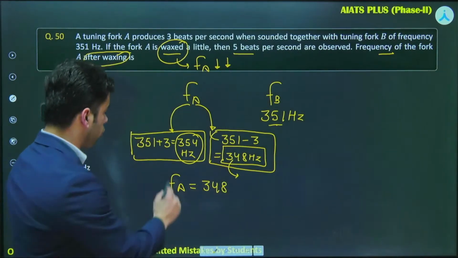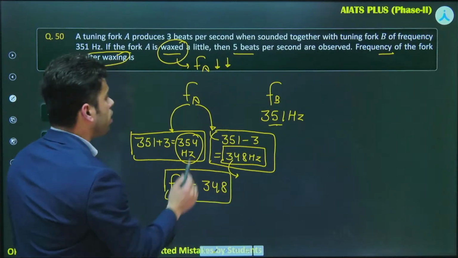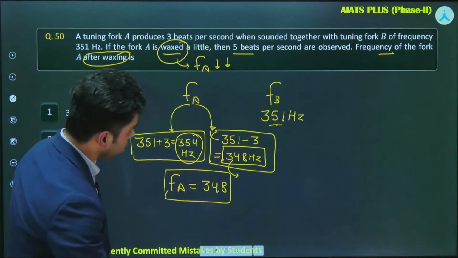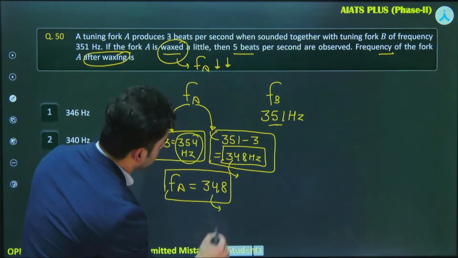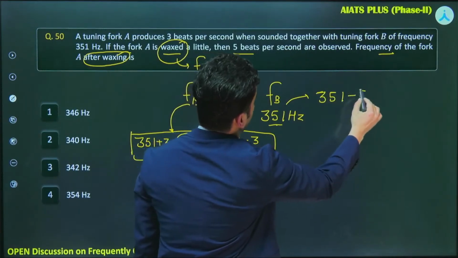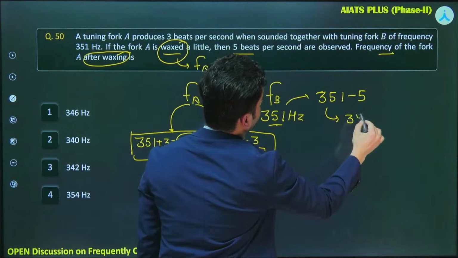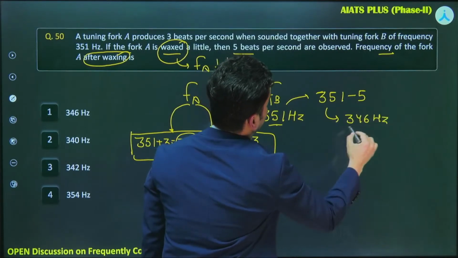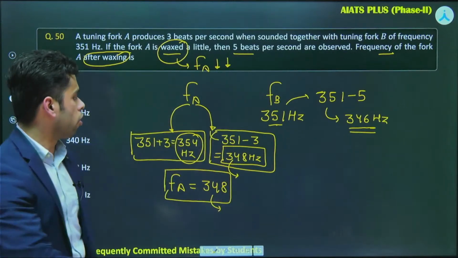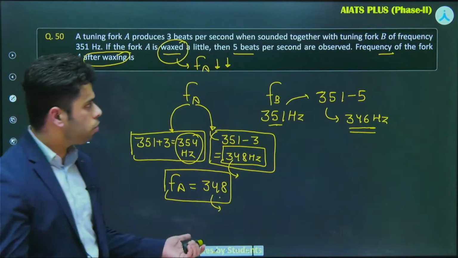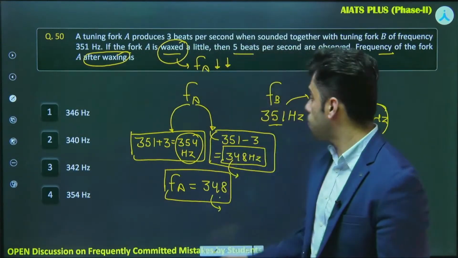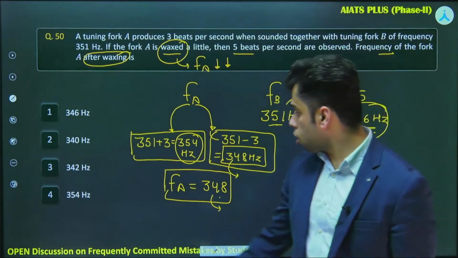348 hertz is the frequency of tuning fork A. And now when it is sounded with B after waxing, it is giving 5 beats per second. So it means that 351 minus 5 is equal to 346 hertz. So the frequency of tuning fork A after waxing is 346 hertz, and before waxing was 348 hertz. You can be asked either of the frequencies, either the frequency after waxing or before waxing.